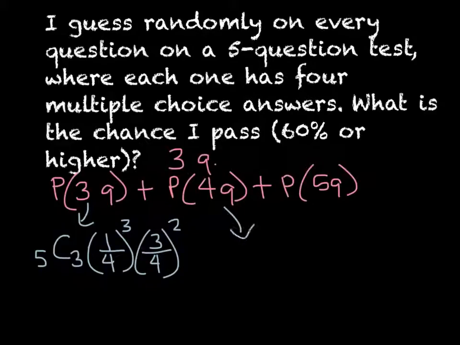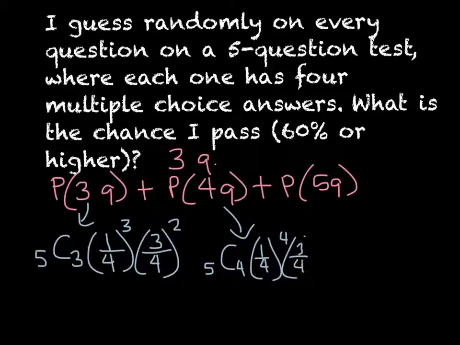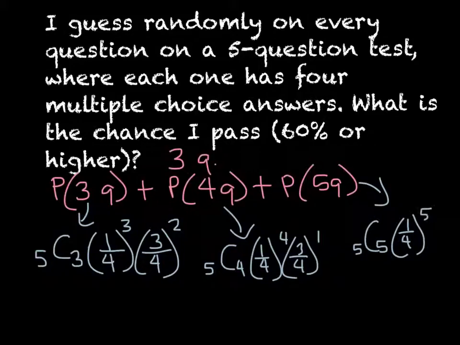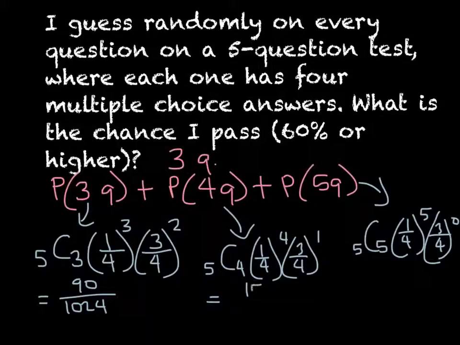I'm going to do the same thing with 4 questions and 5 questions, so combination 5 choose 4, 1/4 to the power of 4 times 3/4 to the power of 1, and this one is combination 5 choose 5, 1/4 to the 5th times 3/4 to the 0th. And so doing the math, that comes out to 90 over 1024, 15 over 1024, and 1 over 1024.